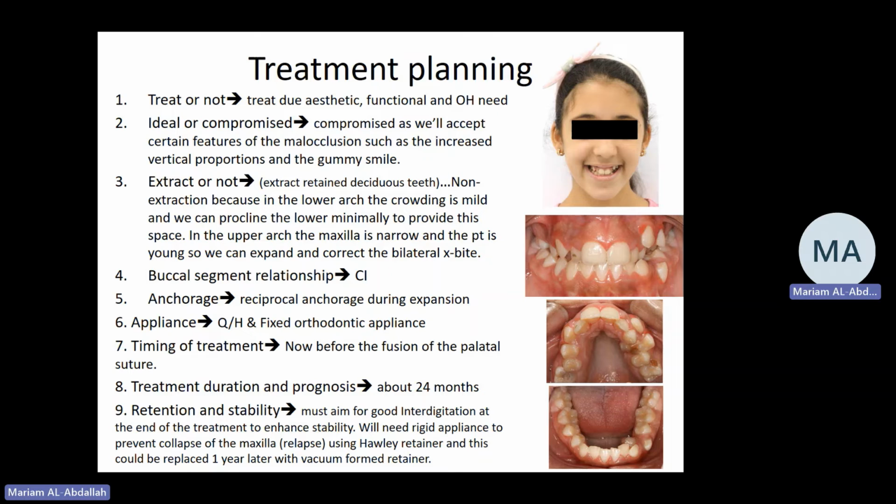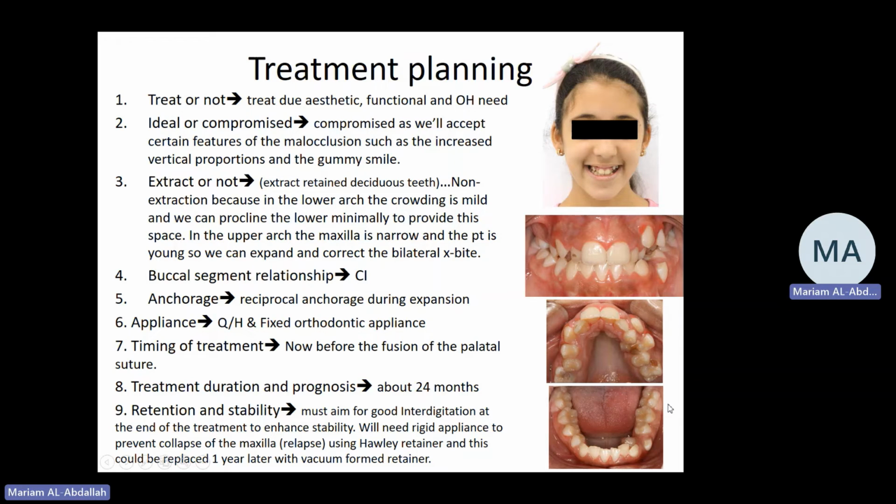Okay, ideal or compromised? Well, we're not going to correct the vertical problems: the maxillary excess, the increased anterior lower facial height, the maxillomandibular plane angle, because the patient is still growing. So we need to accept and monitor. In terms of the gummy smile, because of the vertical excess, again, we monitor because the upper lip length is not fully developed yet. The patient is only 10 years and 5 months. So we need to accept and monitor at this stage.